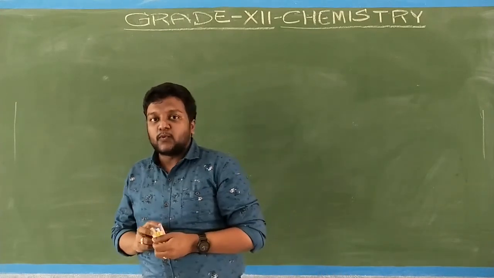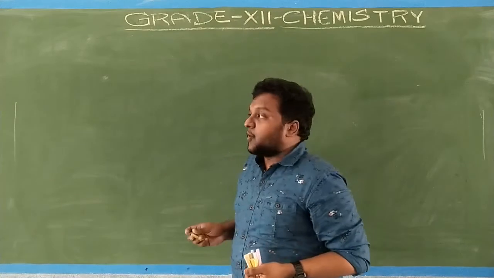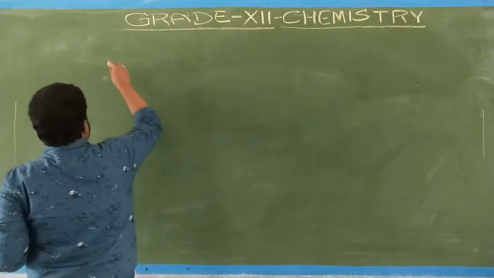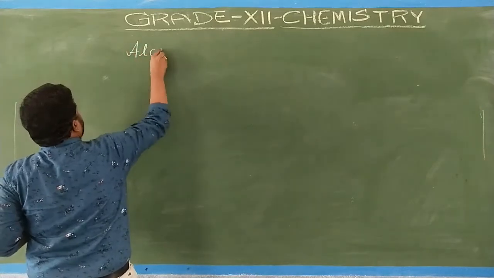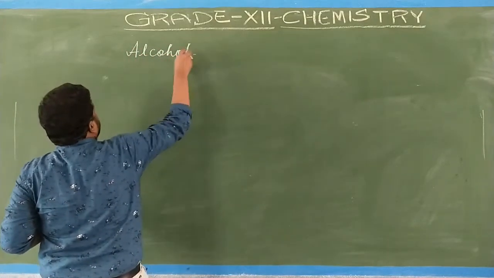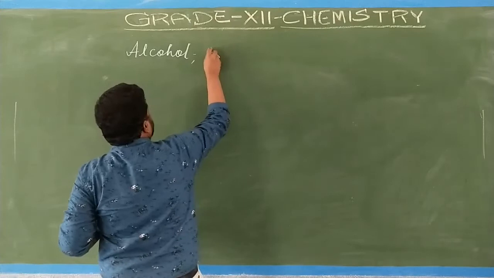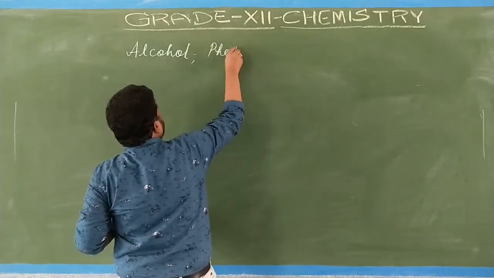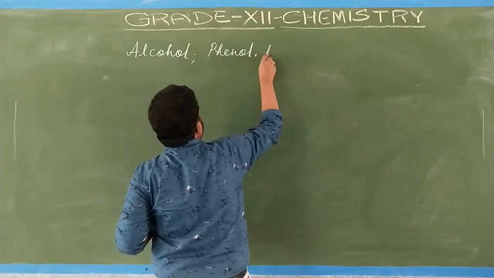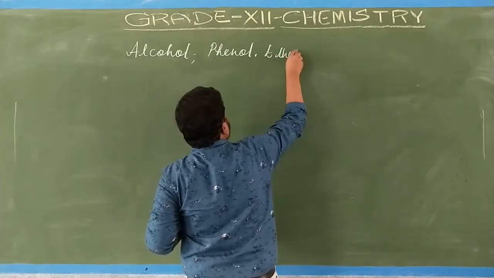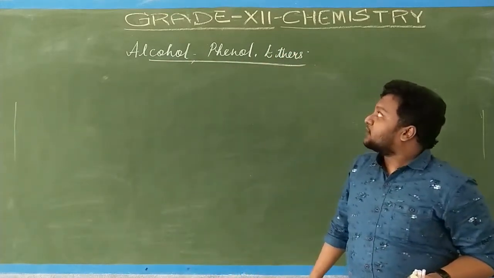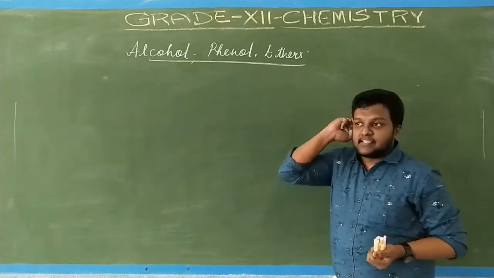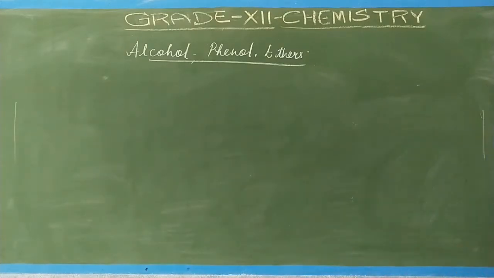We'll start with a new lesson from Organic Chemistry Volume 2, as follows: phenols and ethers. So this is our first chapter which we are going to study: alcohols, phenols, and ethers. This is our chapter which we are going to see today.